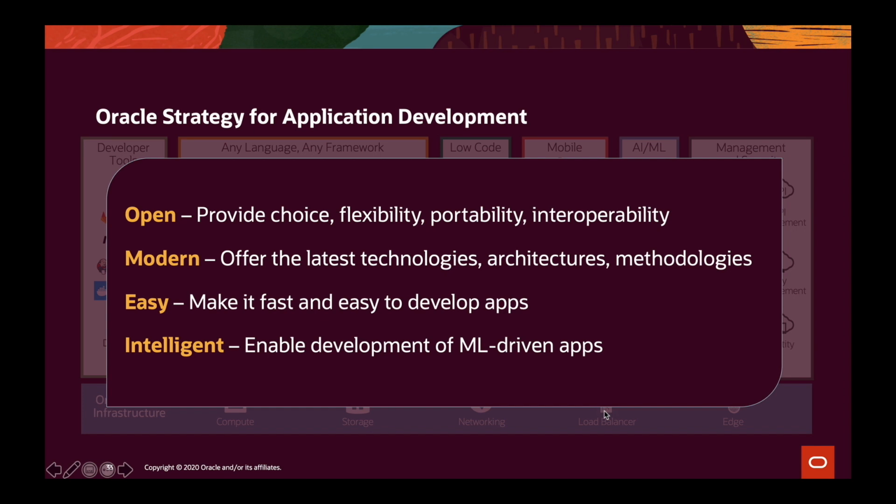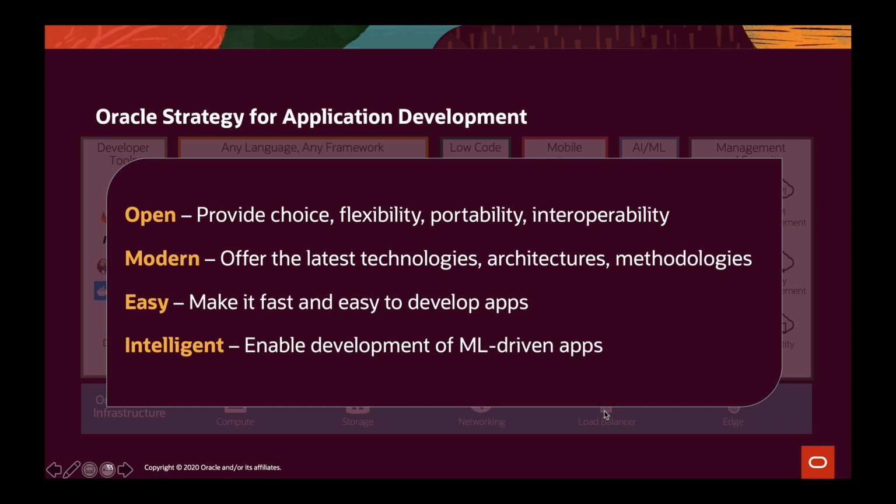Oracle's strategy for application development is based on four principles: open, modern, easy, and intelligent. Oracle Cloud is open and offers a choice across a range of technologies, including open source and third-party components. Developers can build any kind of application on Oracle Cloud and can choose any of the programming languages and data management strategies. Oracle Cloud enables developers to build modern applications using the latest technologies, architectures, and deployment models, including serverless functions.